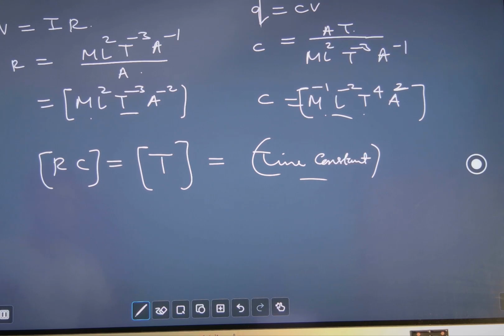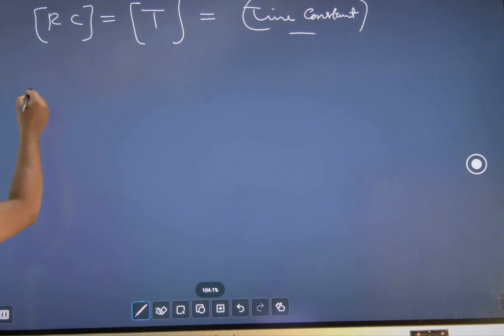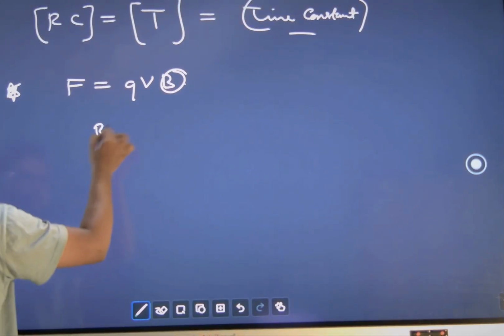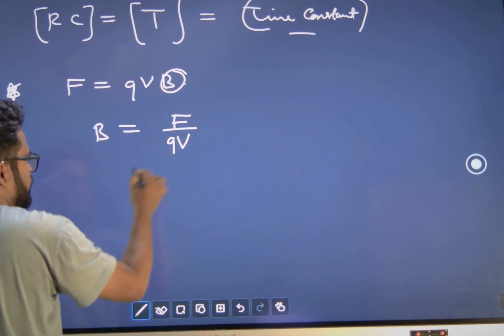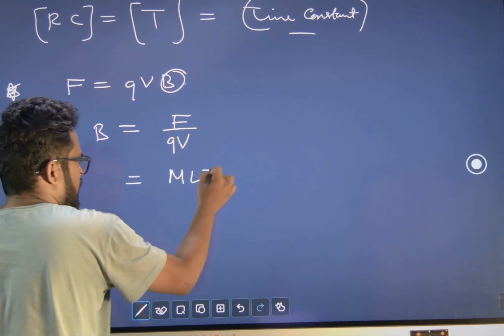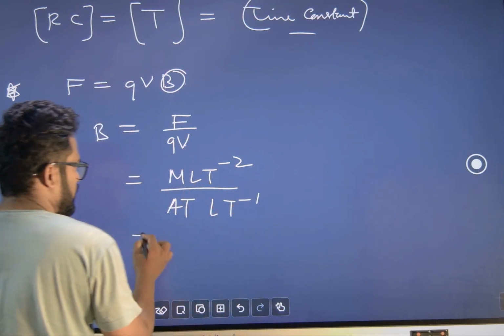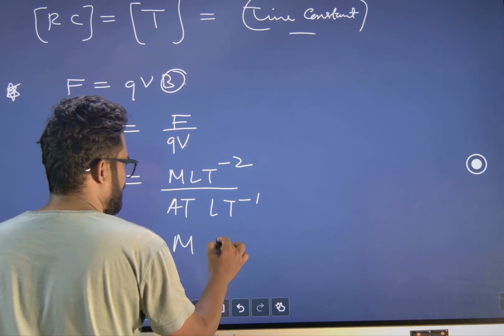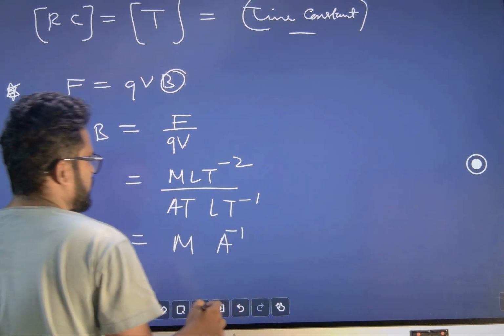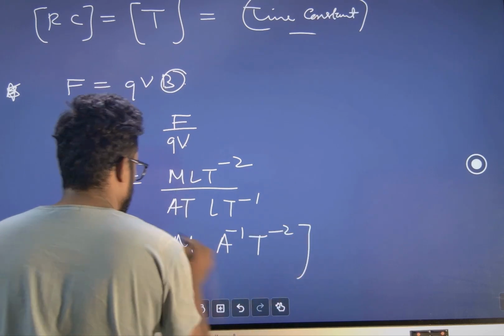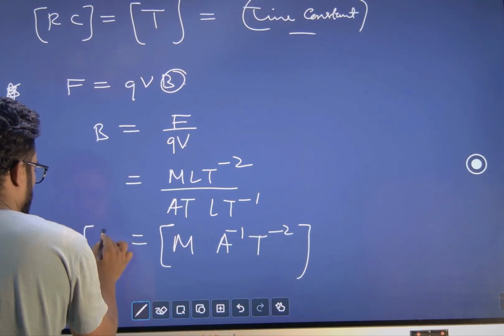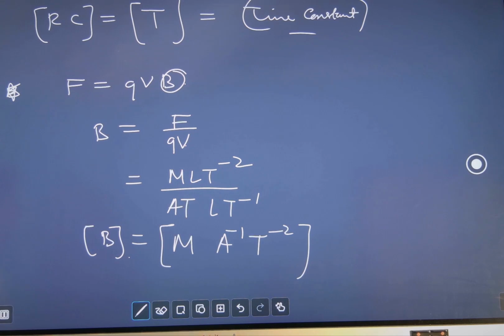Okay, next one. We need magnetic field. So force is given by QvB. So from there magnetic field would be force by Qv. Force is MLT^-2, charge AT, velocity LT^-1. So it is MA^-1T^-2. This is the dimensional formula of magnetic field, MA^-1T^-2.